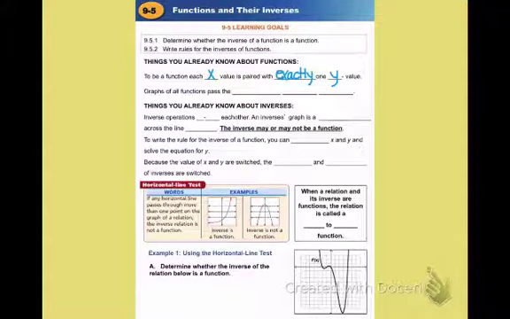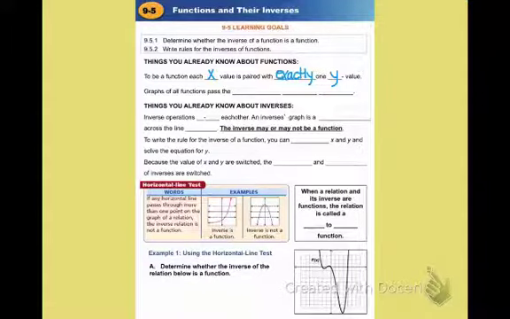So if our input was, say, 64 and we were taking the square root of it, we would get 8 or negative 8, which would actually violate that rule for a function that for a specific input, it has to have a unique output. In other words, just one output.